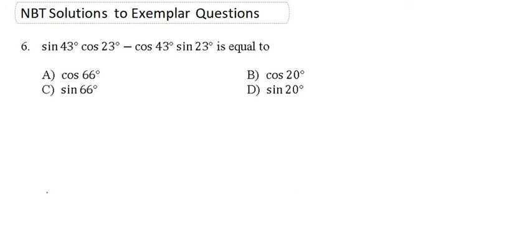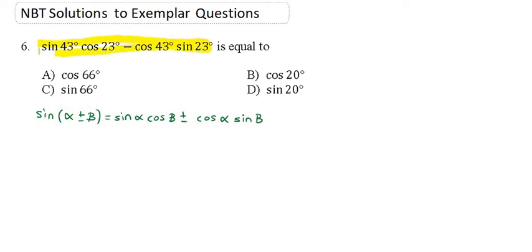We are now looking at the specific compound angle identity, which you should have come across, and it is written like this: sine alpha, either plus or minus beta, is equal to sine alpha cos beta plus or minus cos alpha sine beta. All right, so here we go. This part over here looks very similar to this.